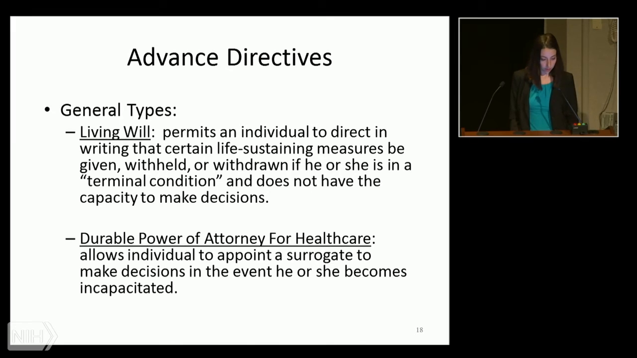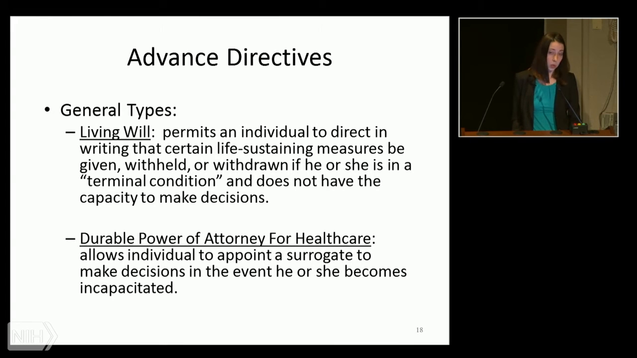Okay, so let's move on to advanced directives. As you can see, these are the two advanced directives that I referenced before. A living will is very specific to the factual situations. It discusses life-saving measures that you would or wouldn't want, such as a feeding tube, antibiotics, and also for the types of usually very broad conditions like persistent vegetative states.